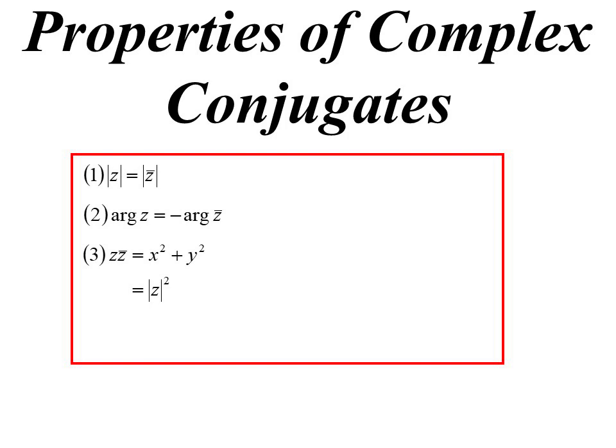Now I can stop saying the sum of two squares, because we now know modulus. So another way I can say z times z conjugate is the modulus squared, rather than keep saying the sum of two squares. It's the modulus squared.